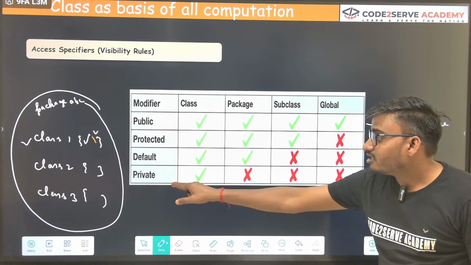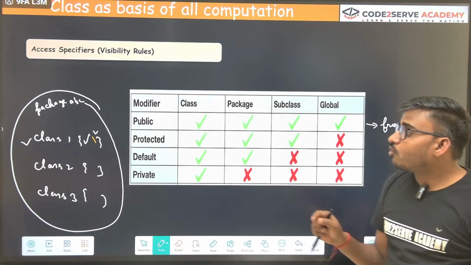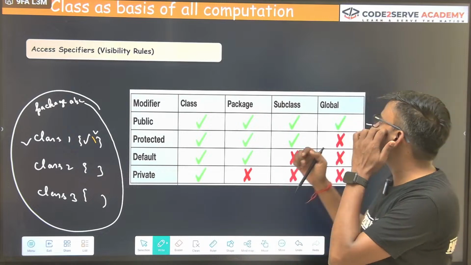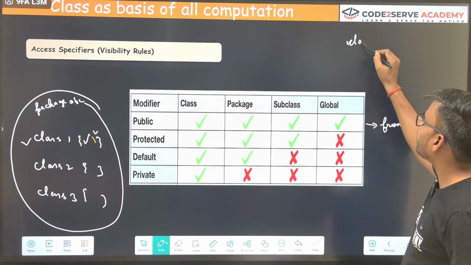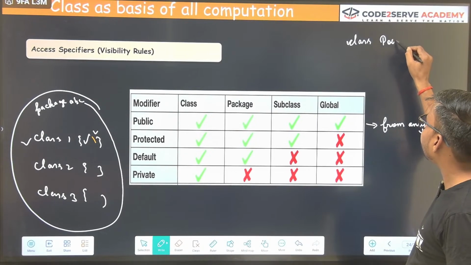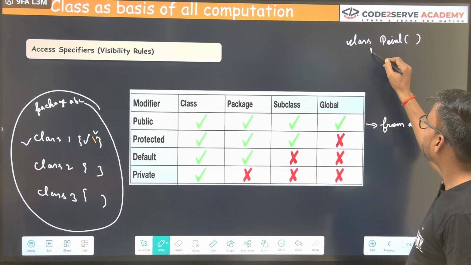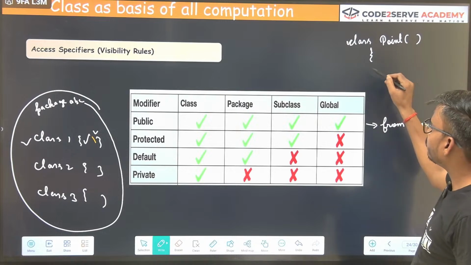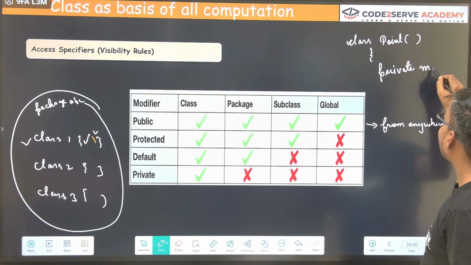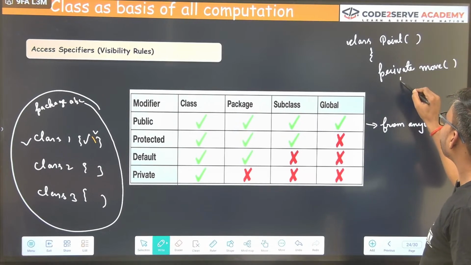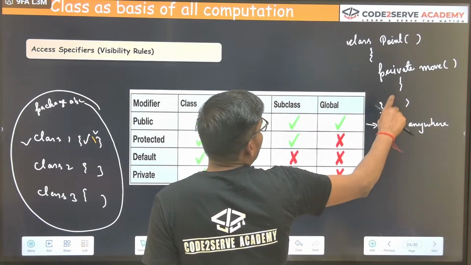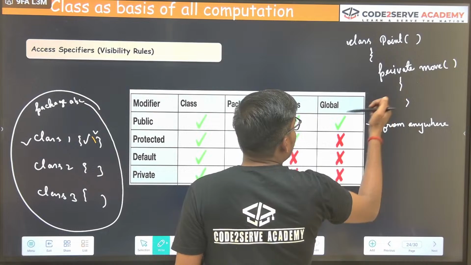Next, private. Private means you can only access within the class. That means from class 1, suppose one method is present, class Point, and here there is one private method, move. Okay, now if you see, this is the closing.